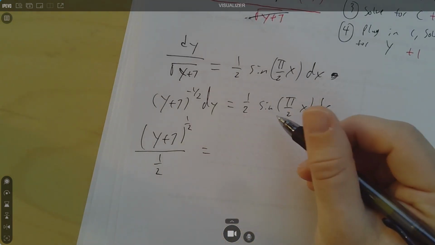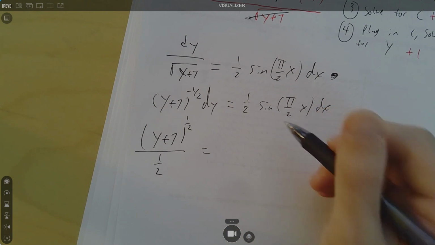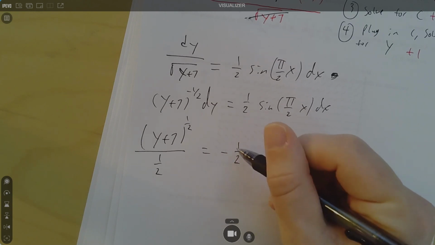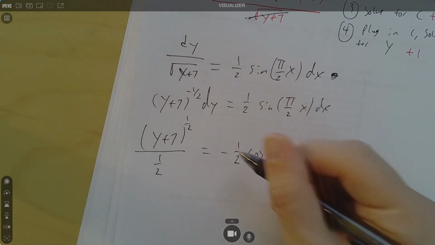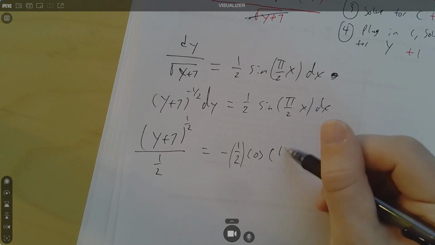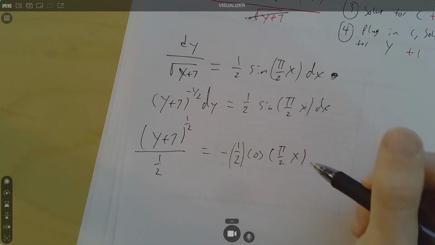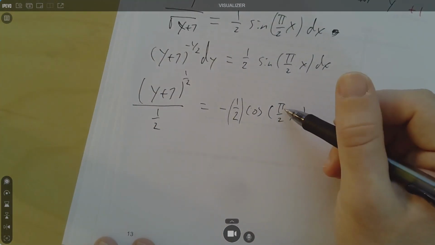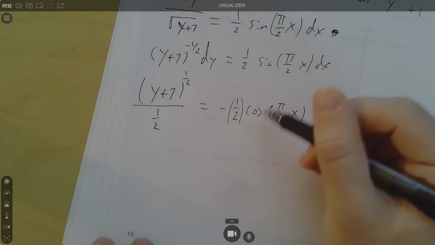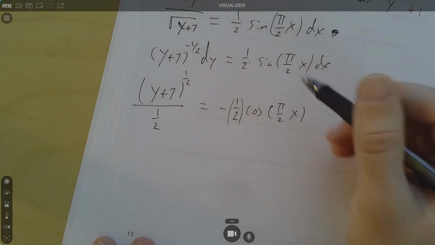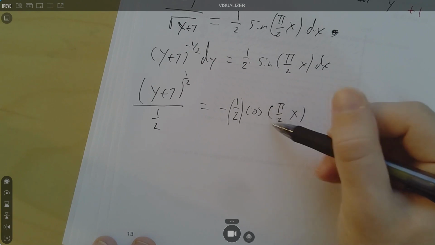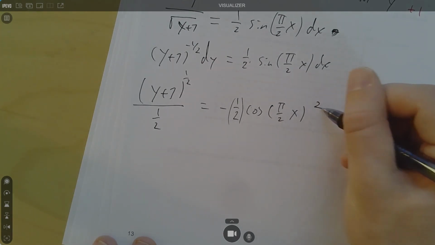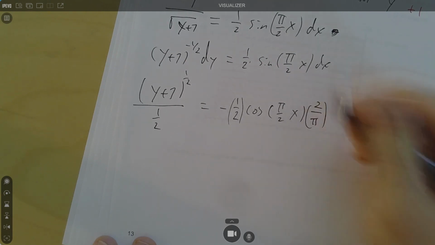equals, now what's the antiderivative of sine? Well, cosine gets me negative sine, so it must be negative 1/2 cosine(pi/2 x). Now here's the thing. Because of this pi over 2 coefficient in here, when I take the derivative of this right now, I am going to get sine. I will get 1/2 sine(pi/2 x), but I will have to multiply by pi over 2 because that's the coefficient inside this chain rule. So we have to multiply by 2 over pi to undo that.